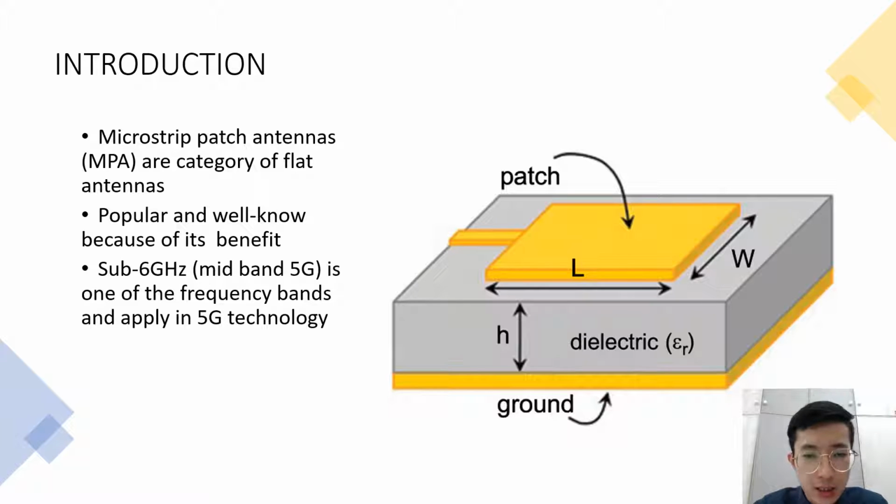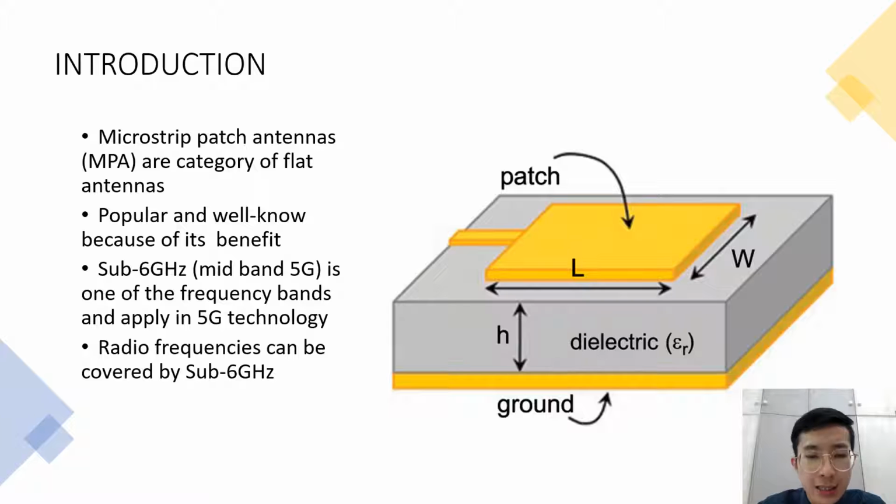Sub-6 GHz, also called mid-band 5G, is one of the frequency bands applied in 5G technology. Actually, there are two types of frequency in 5G, which are the sub-6 GHz frequency band and the millimeter wave spectrum band. Sub-6 GHz refers to mid and low frequency bands. The low frequency bands are under 1 GHz, while mid bands range from 3.4 GHz to 6 GHz. Lastly, radio frequency can be covered by sub-6 GHz.